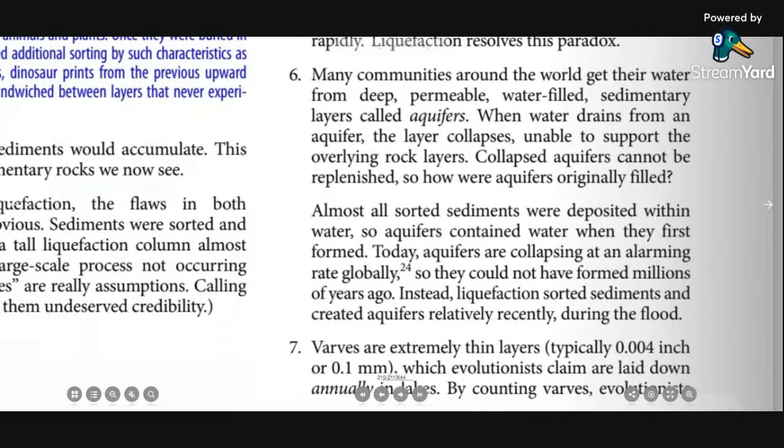Number six, many communities around the world get their water from deep, permeable, water-filled sedimentary layers called aquifers. When water drains from an aquifer, the layer collapses, unable to support the overlaying rock layers. Collapsed aquifers cannot be replenished. So how were aquifers originally filled?